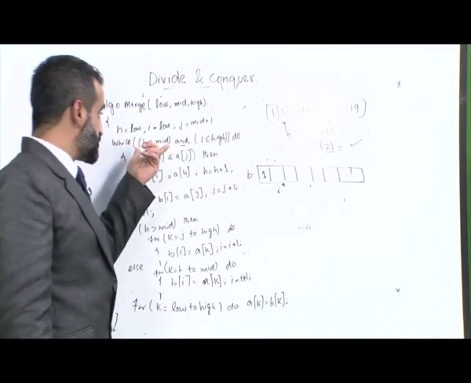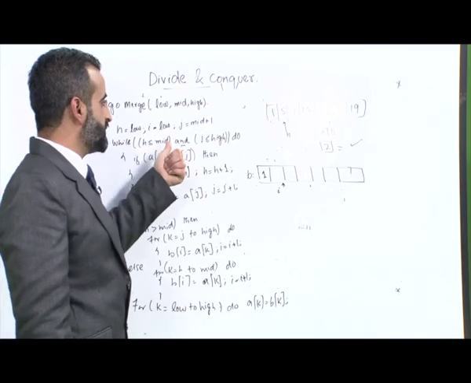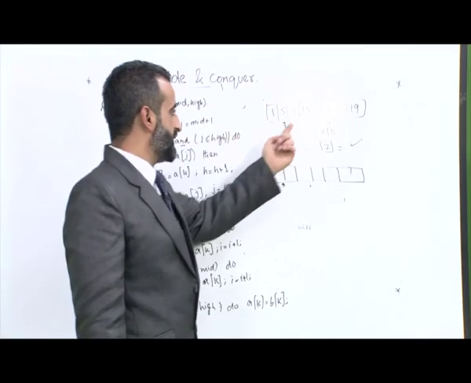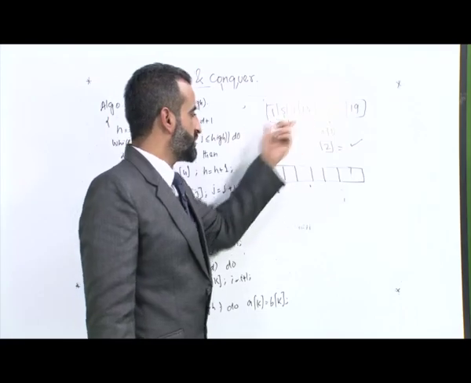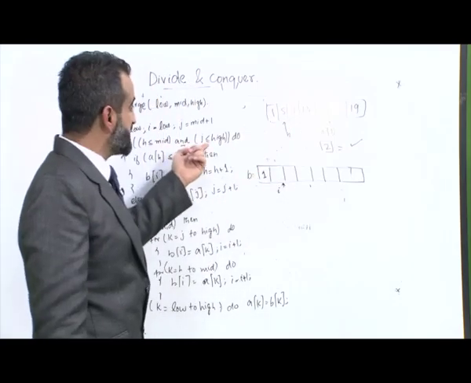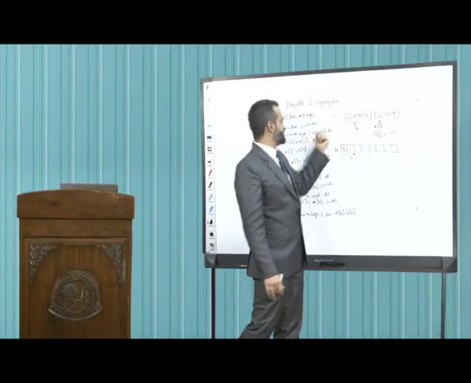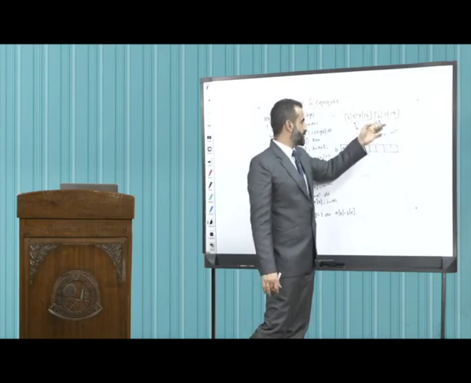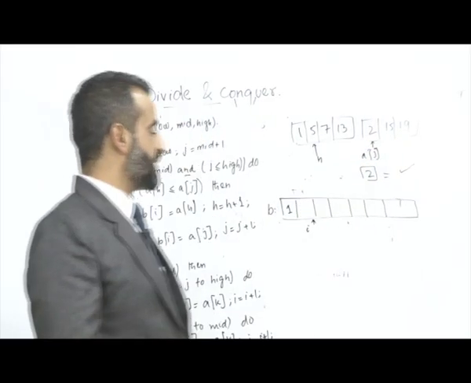Is the condition still true? Is my h still less than or equal to mid? Yes, the condition is true. Mid is my 4, h is my 2, so the condition is true. Is my j still less than or equal to high? We did not make any change to j, so j is still pointing towards 5 and high is 7, so the condition again is true.